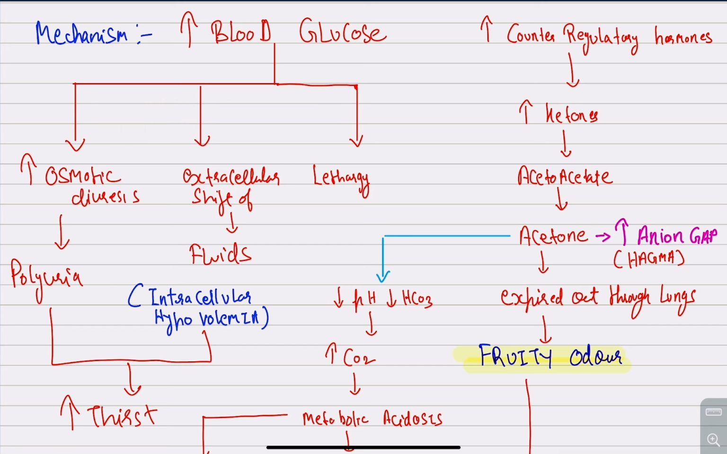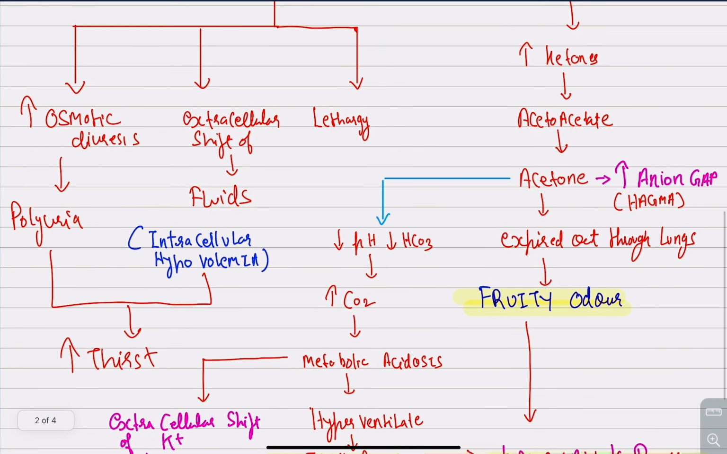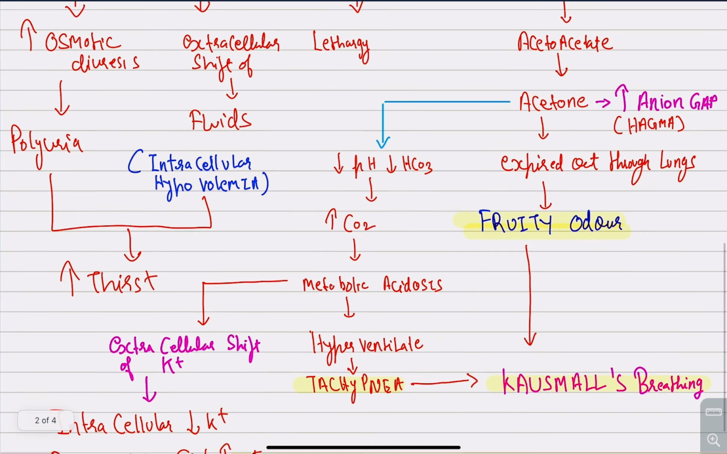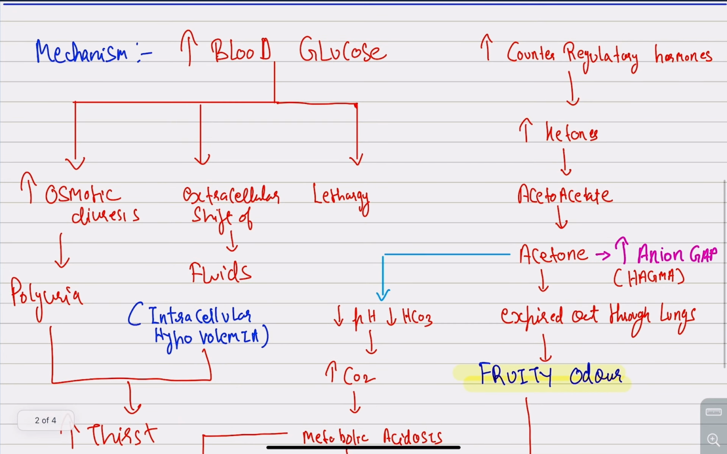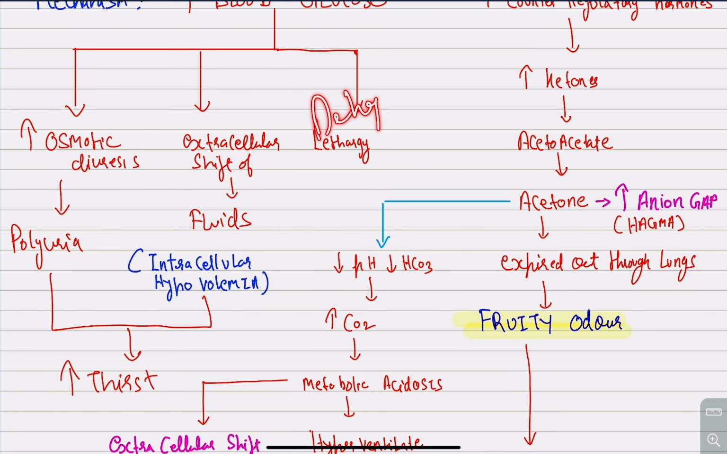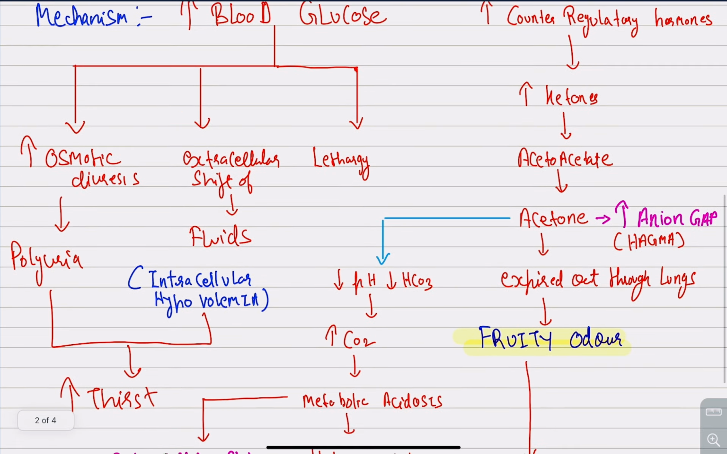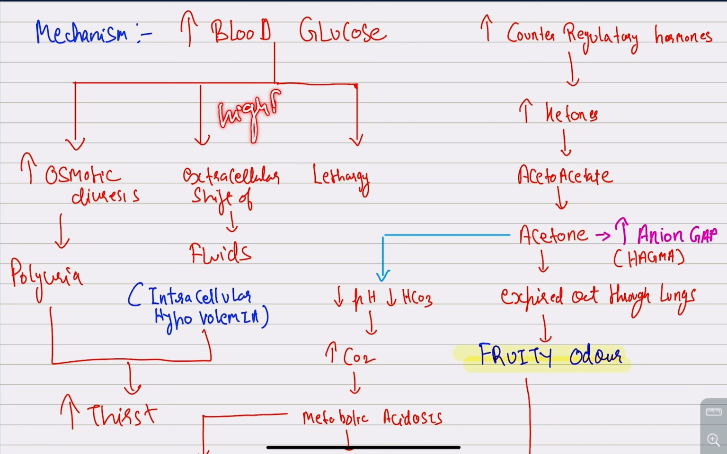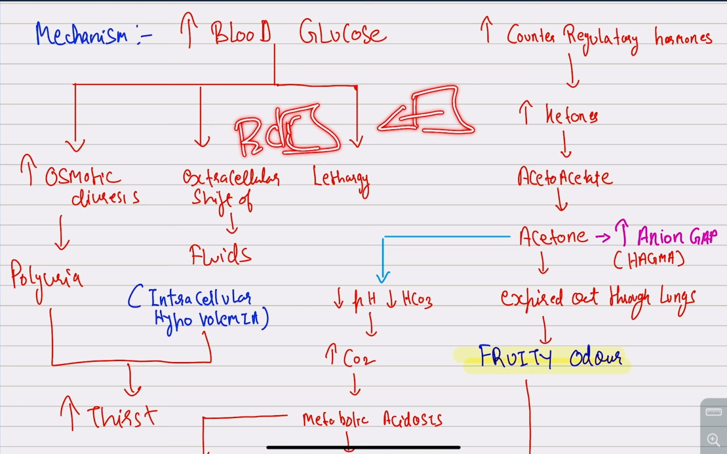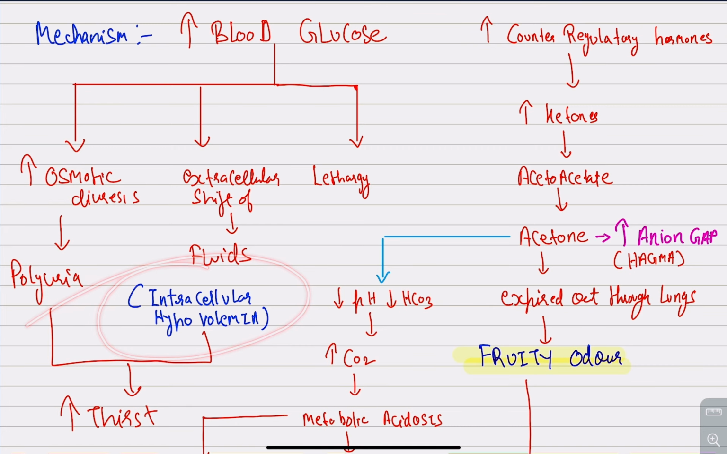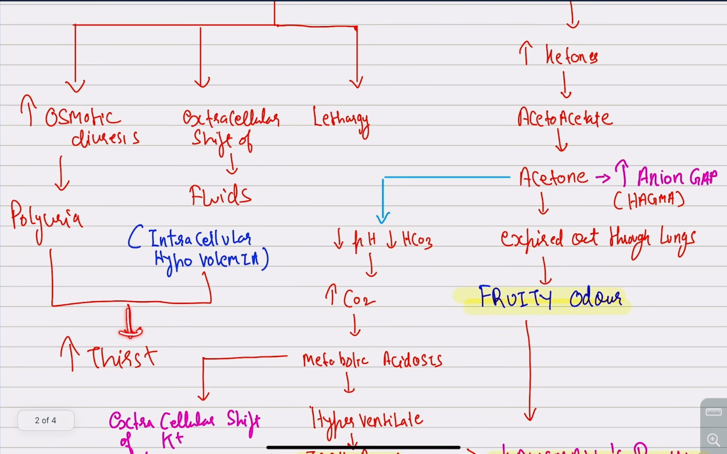So there will be increased osmotic diuresis, which will cause polyuria, and that will also increase thirst in the body, which means polydipsia. Polyuria will create a dehydrated state, and high blood glucose level will cause high blood osmolarity. So fluid will shift from the intracellular to the extracellular compartment, which are the blood vessels. So there is an intracellular hypovolemia, which will also lead to thirst.